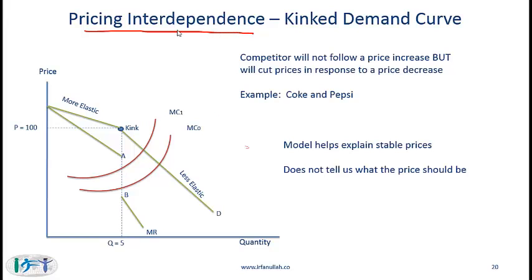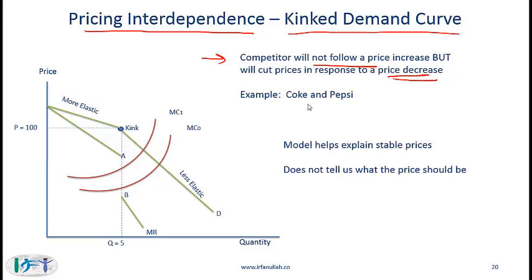This obviously implies that the pricing of the players in the oligopoly market will be interdependent, and this leads to what's called a kinked demand curve. The major premise here is that a competitor will not follow a price increase but will cut prices in response to a price decrease. To understand this, let's consider an example.